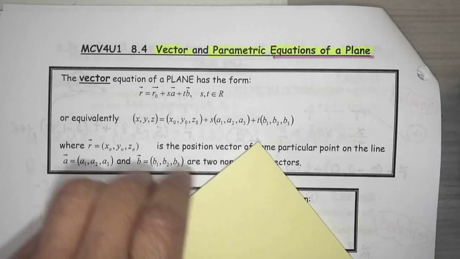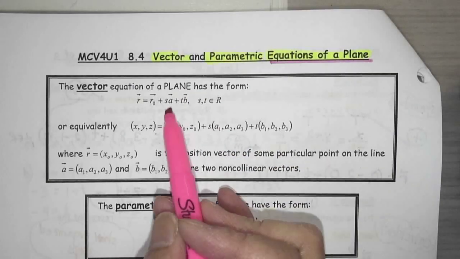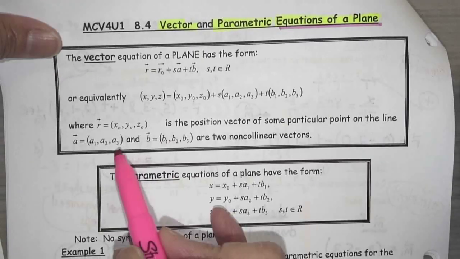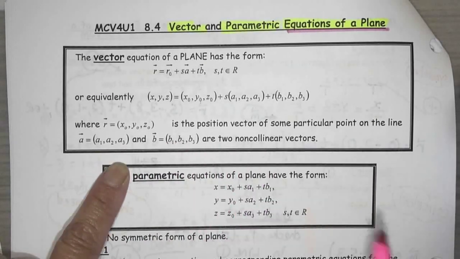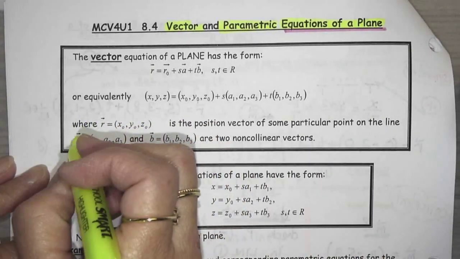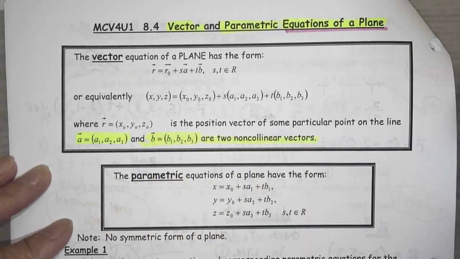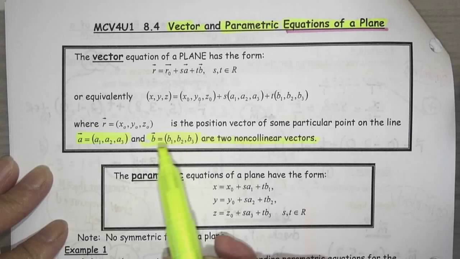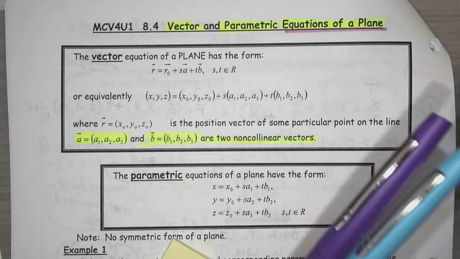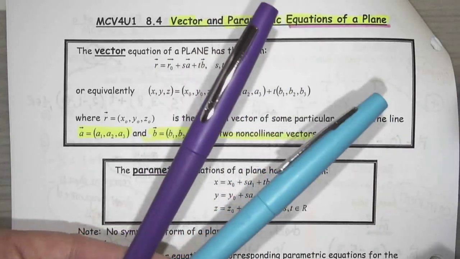In order to describe a plane, I need, so vector equation of a plane, I need, you'll see here, sA plus tB, where A and B are two non-collinear vectors. They can't be the same vector. I want A and B to be two non-collinear vectors. What that means is that I need two vectors to give me the surface of this. So if I had, say, a purple and a blue, if I have two vectors that are non-collinear, I can describe this as a plane.